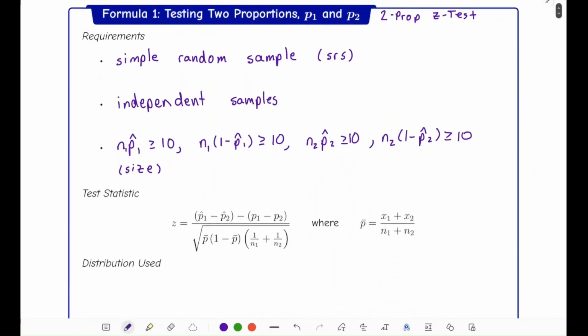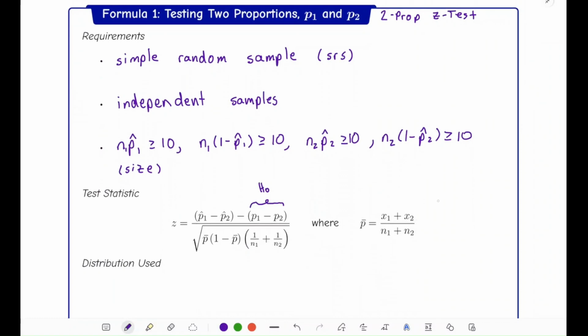And then here's the test statistic. So the p hat 1s, p hat 2s are the sample proportions. P1, P2 are the population proportions, which we're making a guess at how they're related, but this comes from the null hypothesis, or H naught. Then you have P bar, which has the formula over here of x1 plus x2 over n1 plus n2. And then n1 is the sample size of sample 1, and n2 is the sample size of sample 2.